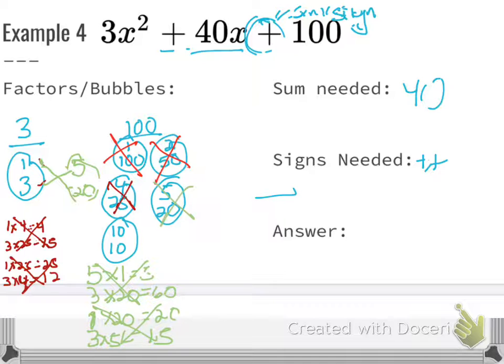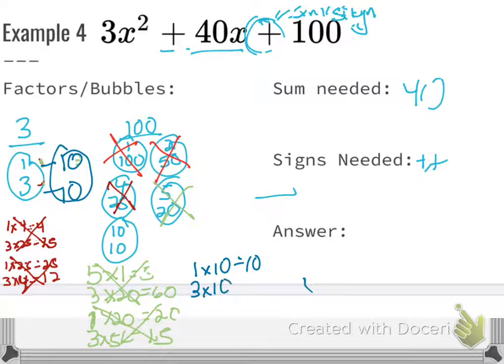So we know this one's not going to work. But the next one's kind of cool. Both of our factors are the same thing, 10 and 10. So the crisscross and the straight across one are going to be the same. So we end up with 1 times 10, which is 10. 3 times 10 is 30. You add those together and you get 40. We see that's what we've been looking for this whole time.